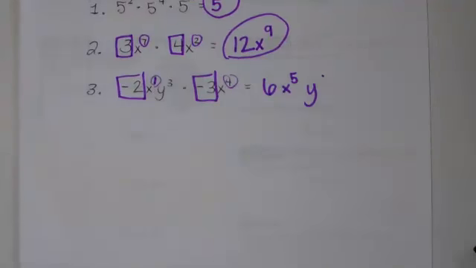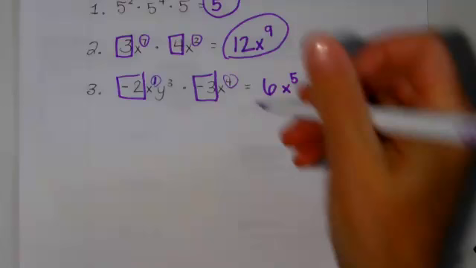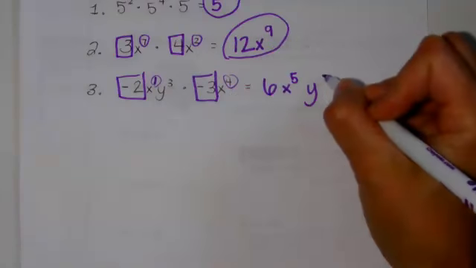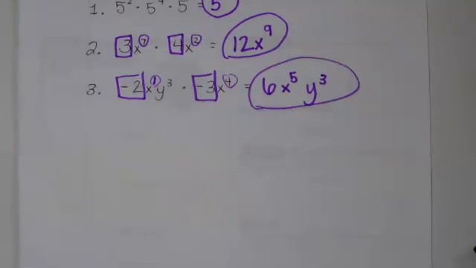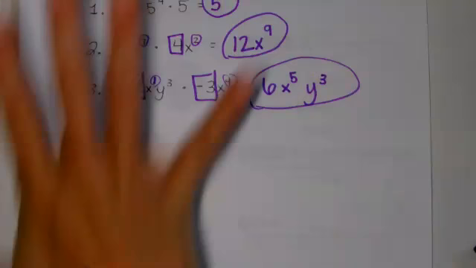Okay, don't get confused. What's the exponent got to be on our answer for the y? What's that exponent going to be? 3. There's nothing to add to it, so we got to keep the 3. This is the final answer. Okay? 6x to the 5th, y to the 3rd. Okay, so that's from yesterday's.